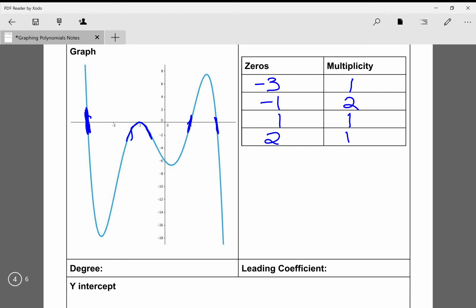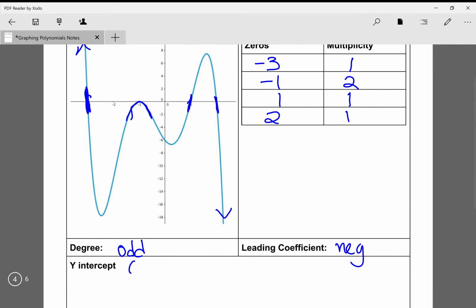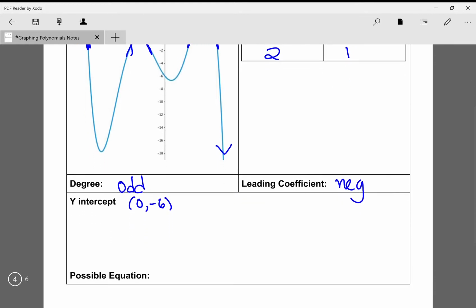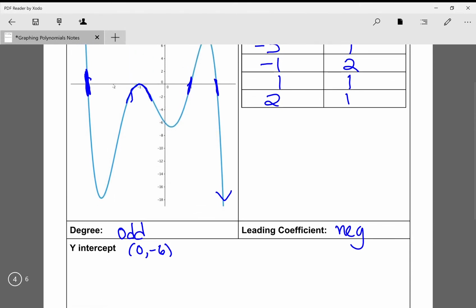So my degree, looking at this, the ends are doing opposite things, so I need that my final degree is odd. My overall graph is odd negative, so my leading coefficient I need to make sure is negative. My y-intercept of this graph is (0, -6), and I'm going to use that to help me out in the next step. So I'm going to start with the information I have.